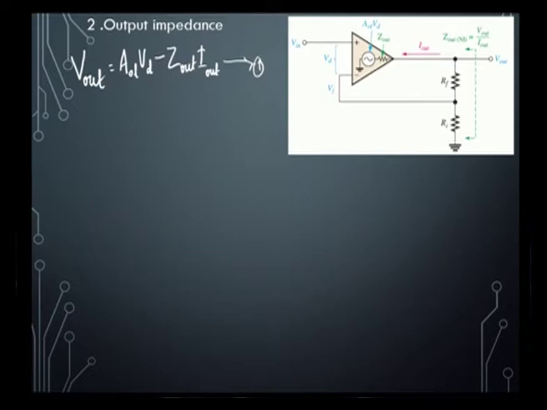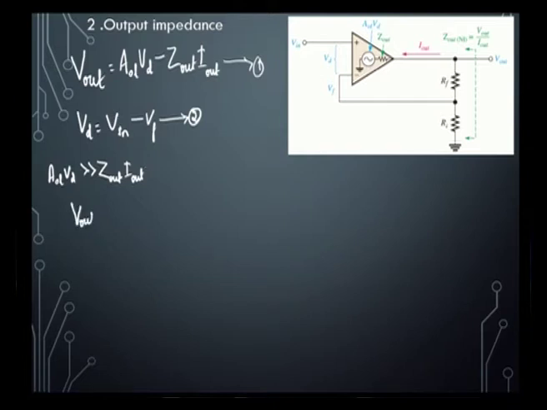Consider this as 1, and we also know VD is equal to V in minus Vf, and we need to assume here that AOL VD is much greater than Z out and I out. So, the V out expression can now be written as AOL VD, that is it. So, AOL VD, for VD we need to substitute V in minus Vf.